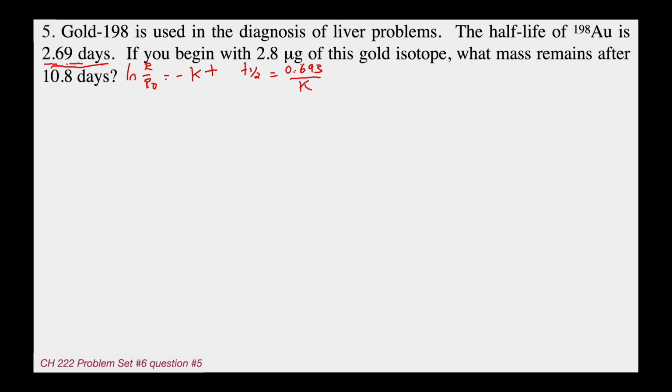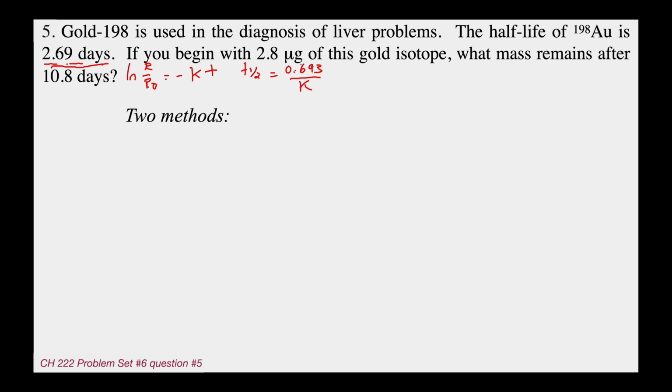So this is the first time we've seen half-life. Half-life is the time it takes for half of the sample to decompose. In this problem, it takes 2.69 days for 2.8 micrograms to go down to 1.4 micrograms, half that number. But in our world of Chem 222, half-life = 0.693/k is going to be much more useful because we can put that into the value for k and be good to go.